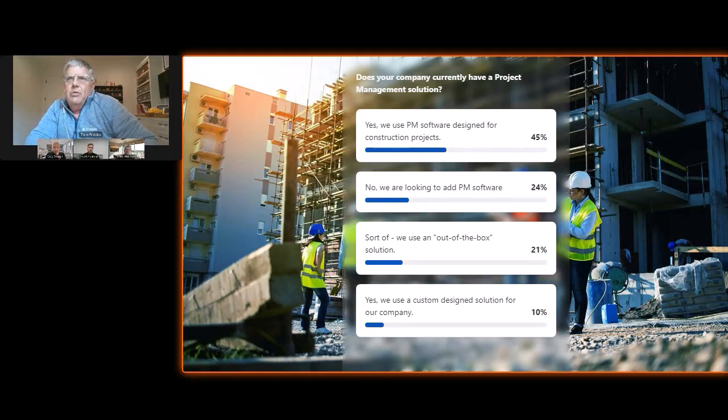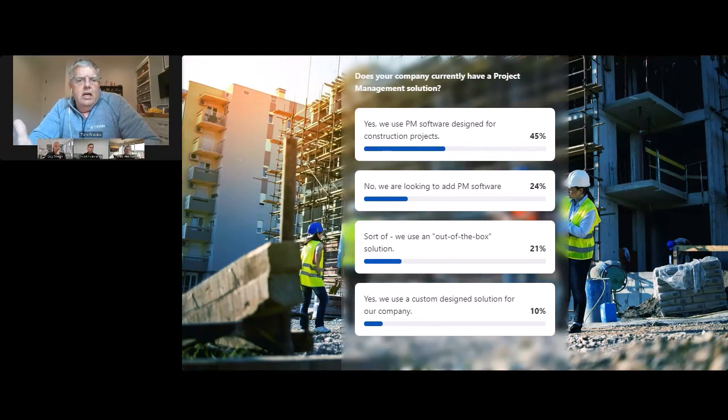More than half of the people looks like responded, and we see that 25% still don't have project management software. 20%, 21% have got an out-of-box solution that they stay to. About half have got software that is designed for construction projects, and then 10% have custom designed something for their company. And I think that, we've got a number of people on the webinar today, but if we expanded this out to thousands, it would be about the same. And I think that these are kind of numbers that we see.